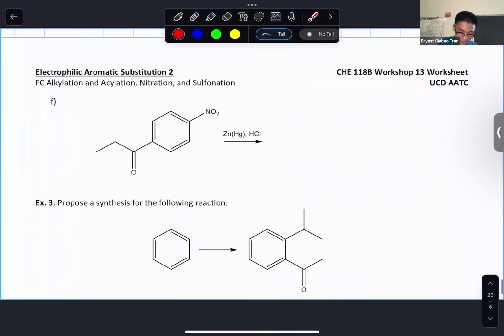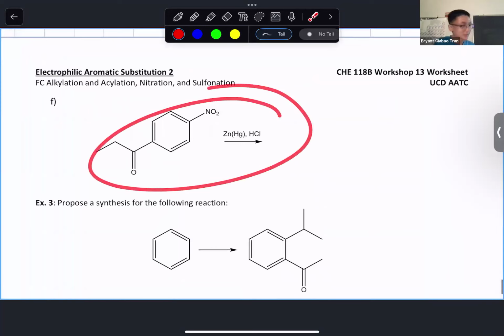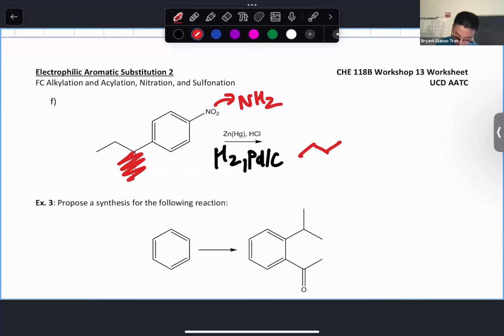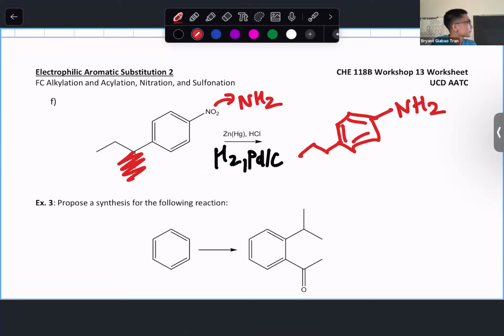Okay. So this one here, we said it is like H2, Pd/C. It will reduce both the carbonyl down into the alkane or the alkyl group, and then the NO2 to NH2, giving us this product here. It will reduce both groups like that. Yeah. Uh-huh. Yeah.